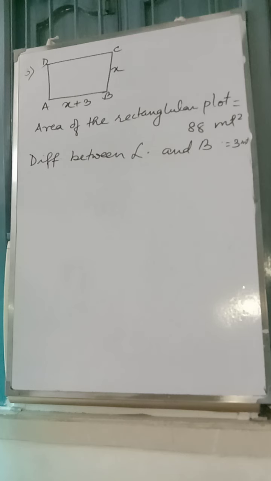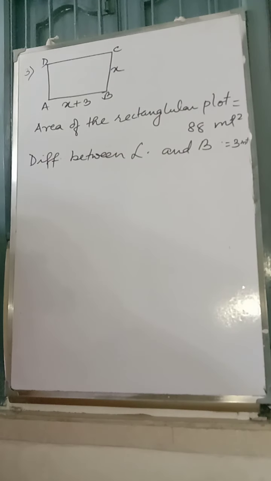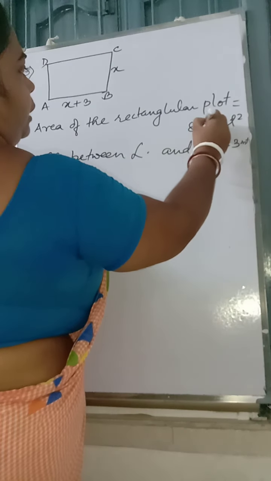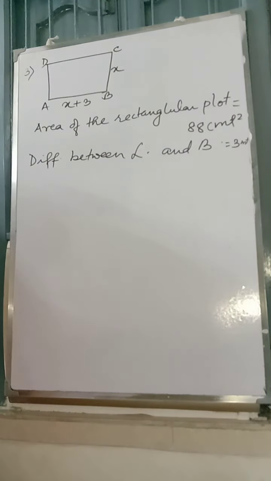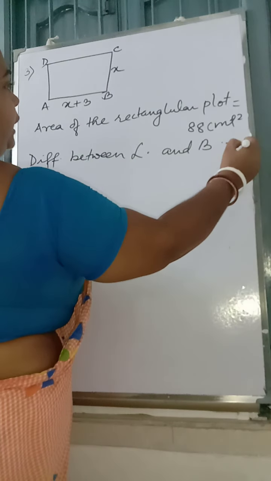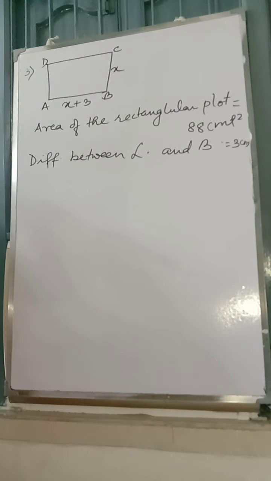Now we'll be writing, let the length be x plus 3 meter. Just wait 1 minute. Now dear, you have a correction here. Correct in your book also. This would be 88 centimeters square because it is given 88 meter and here difference is given 3 centimeter. Even the answer is also given in centimeter. So we are changing the area. This is 88 centimeters square.